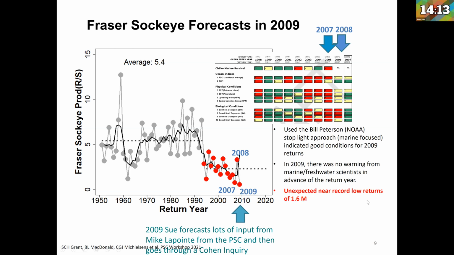And of course, everyone knows what happened. The Fraser sockeye return came in extremely low at 1.6 million, and it was the lowest productivity on record. So the indicators kind of disconnected here for us.